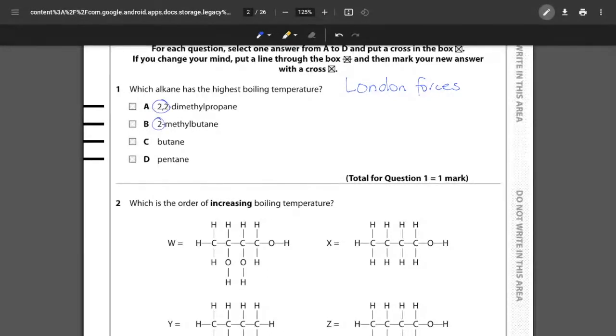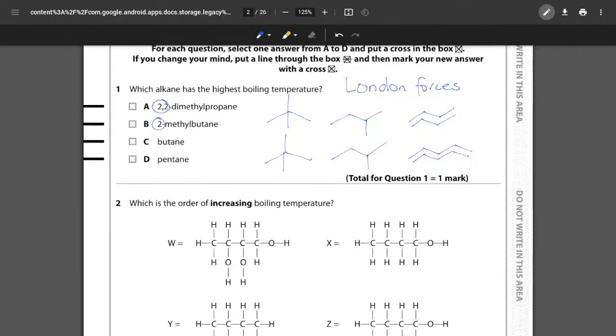So for example, if you have 2,2-dimethyl propane, you're going to have a molecule that looks like that. And when they pack together, they don't pack particularly close. If we compare that to 2-methyl-butane, again, they don't pack particularly close. When we get to butane and pentane, these can pack right next to each other. So we can get the butane like that, and the pentane like that.